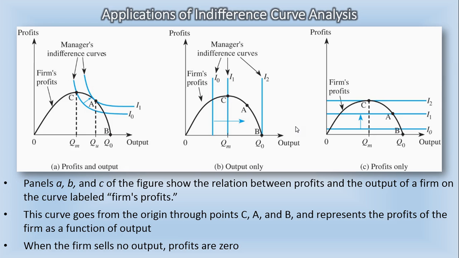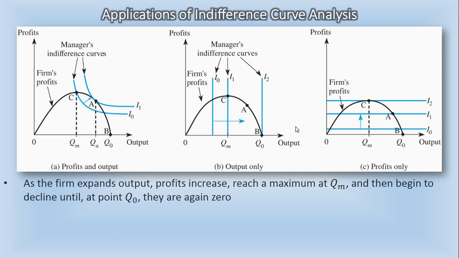When the firm sells no output, obviously profits are zero. As the firm expands output, profits increase, reaching a maximum at QM, the output that maximizes the profits. Same in all three. The only difference between the three is the shape of the indifference curves, representing different preferences for the manager.